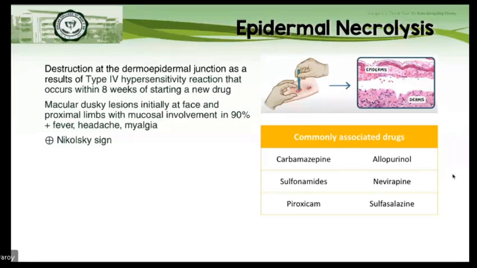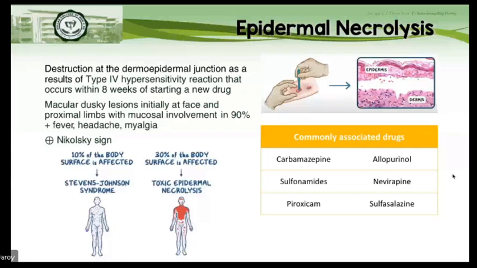A positive Nikolsky sign is often present, wherein lateral pressure on the side of the skin lesion will cause separation of your epidermis and the dermis. Stevens-Johnson syndrome and toxic epidermal necrolysis are two disorders of the same clinical entity, but your SJS involves less than 10% of the body, whereas your TEN involves more than 30%. You should always rule out staphylococcal scalded skin syndrome or erythema multiforme major.